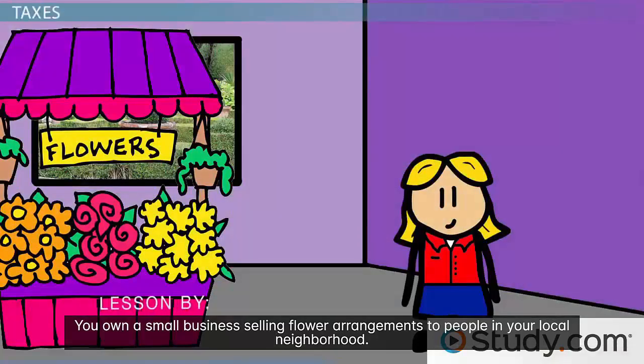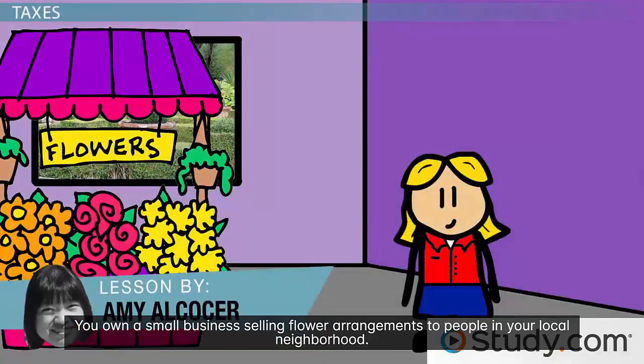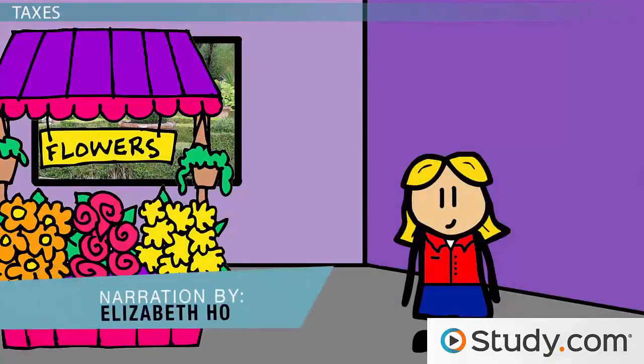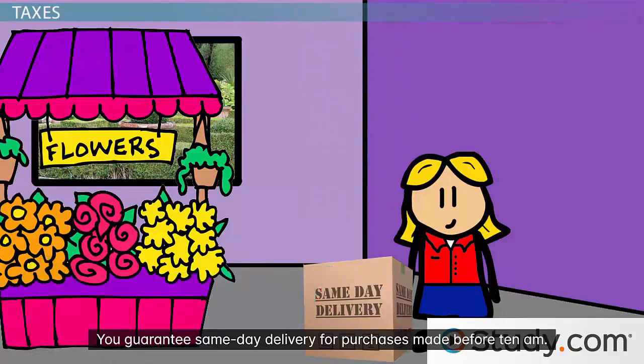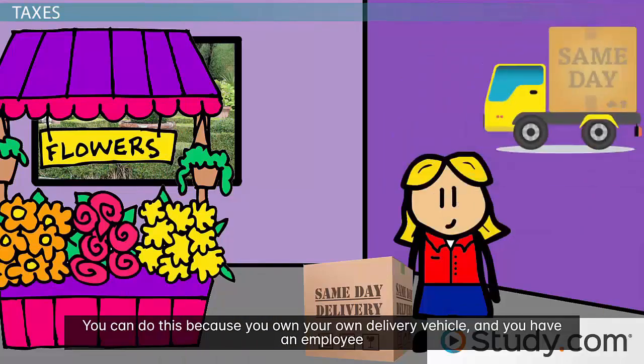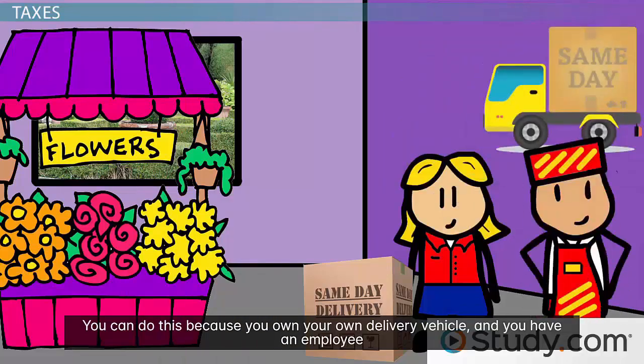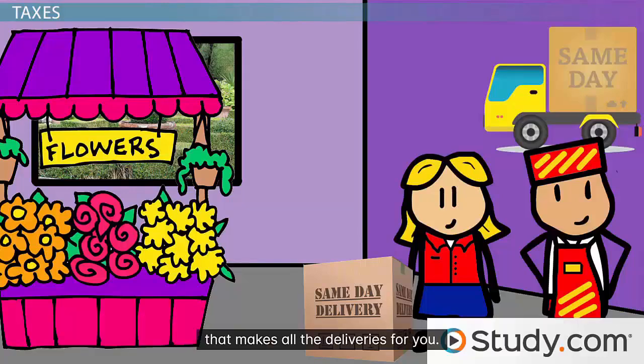You own a small business selling flower arrangements to people in your local neighborhood. You guarantee same-day delivery for purchases made before 10 a.m. You can do this because you own your own delivery vehicle and you have an employee that makes all the deliveries for you.